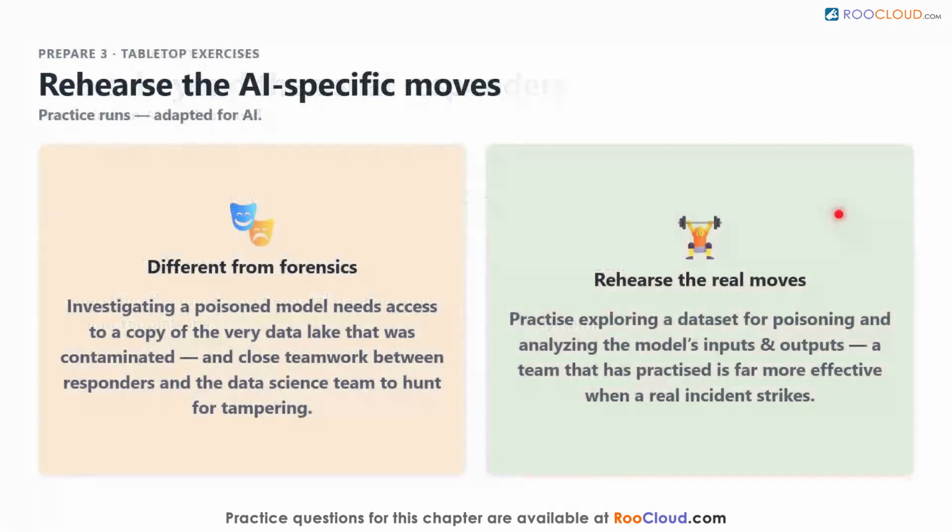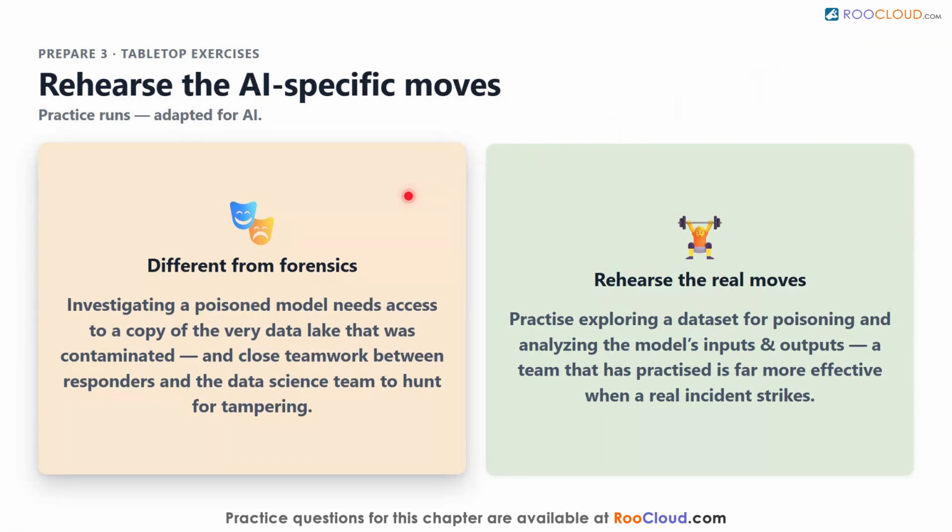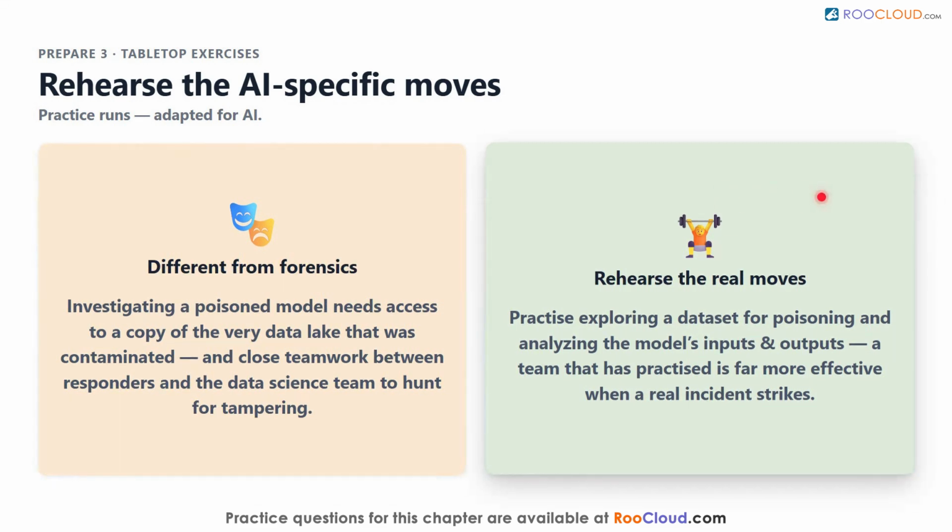The third part is tabletop exercises, which are practice runs of an incident, and they must be adapted for AI. The skills differ sharply from ordinary forensics. Investigating a poisoned model, for example, requires access to a copy of the very data lake that was contaminated, and close teamwork between responders and the data science team to hunt for tampering. So rehearse the AI-specific moves, like exploring a dataset for poisoning and analyzing the model's inputs and outputs, because a team that has practiced these is far more effective when a real incident strikes.